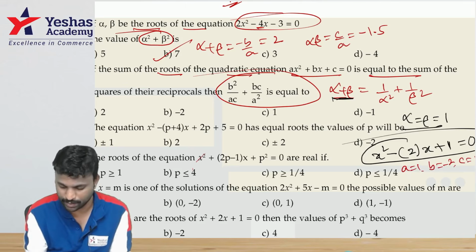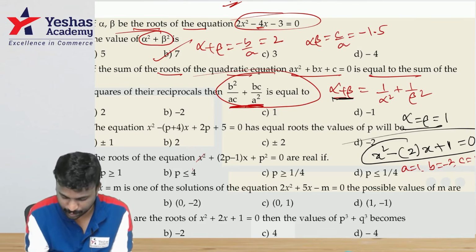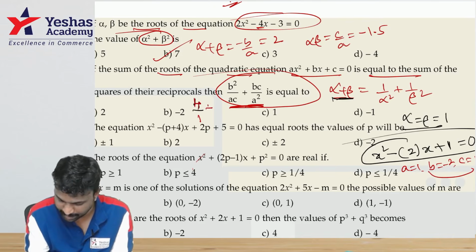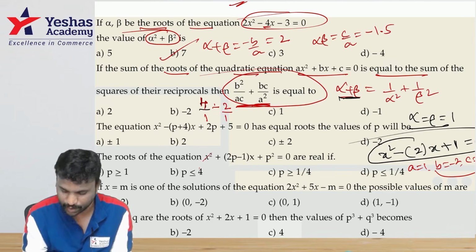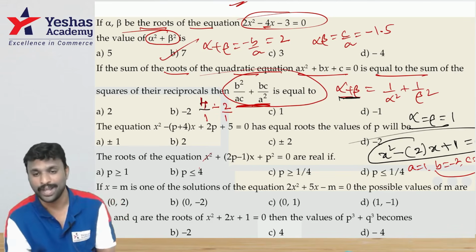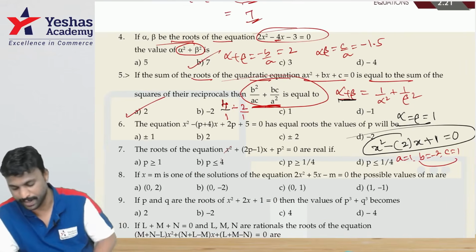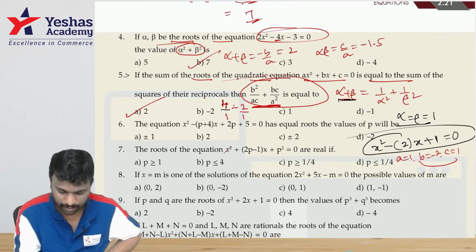Now, just use this expression and plug in the values. B value is minus 2, minus 2 the whole square is plus 4, correct? A into C, 1 into 1 is 1, so 4 by 1. And B into C, guys, minus 2 into 1 is minus 2, divided by A value, which is 1. So 1 square is 1 only. 4 minus 2 is 2. That means option A is the right answer. Everybody clear?